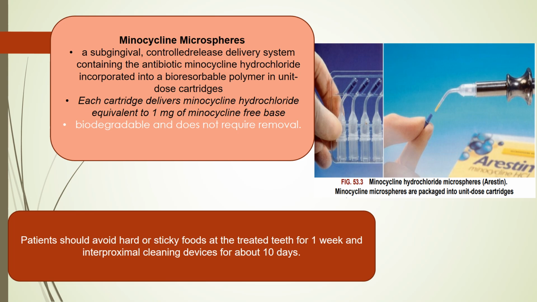Coming to the minocycline microspheres, it is a subgingival controlled release delivery system containing the antibiotic minocycline hydrochloride, which is incorporated into a bioresorbable polymer in unit dose cartridges. So each cartridge delivers minocycline hydrochloride equivalent to 1 milligram of minocycline freebase. You can see in this picture that it is indicated as an adjunct to SRP for the reduction of pocket depth in patients with adult periodontitis.